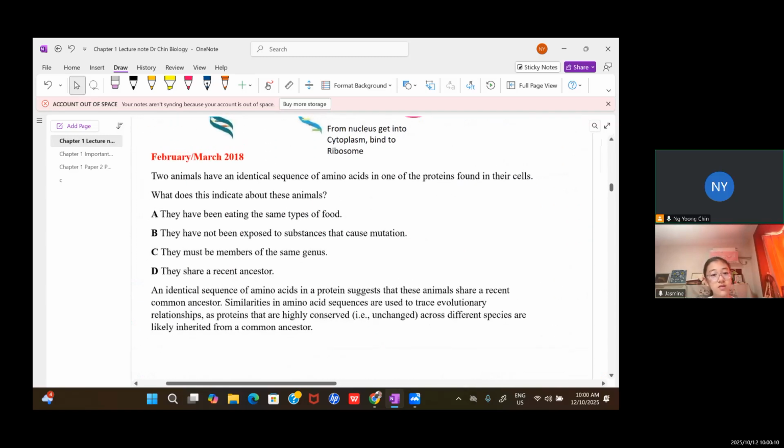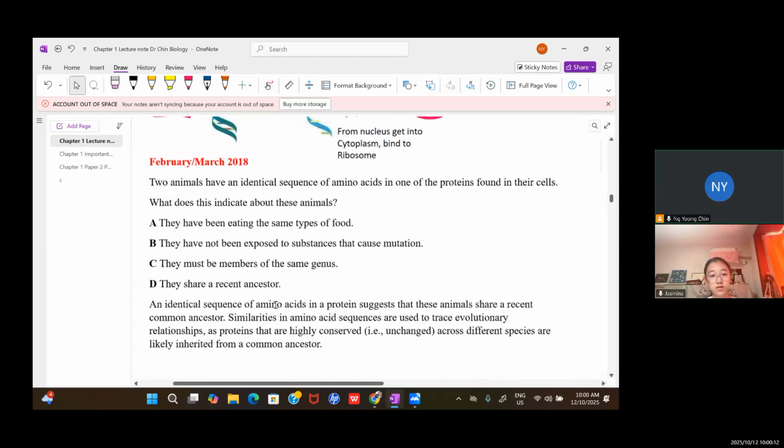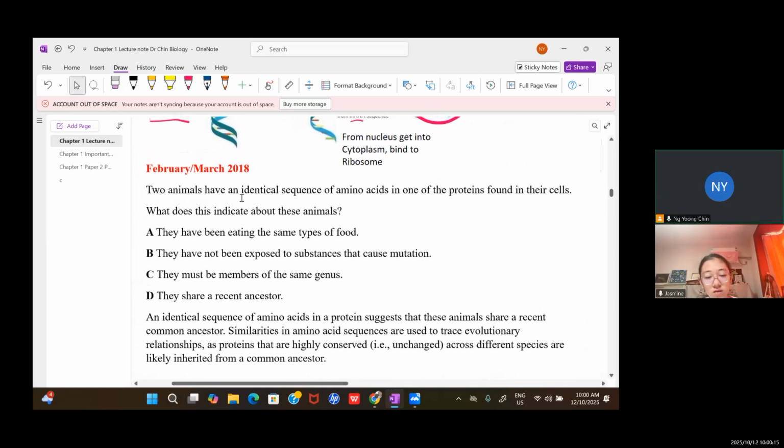Okay, so we can have a look at this picture. The question says two animals have an identical sequence of amino acids in one of the proteins found in their cells. So what does this indicate about these animals? Choose one answer. Two animals, right? Identical sequence, which is the same. I think it's D. Yes, well done.